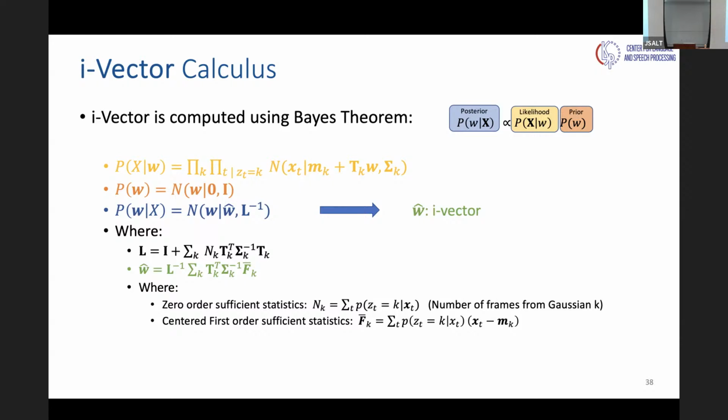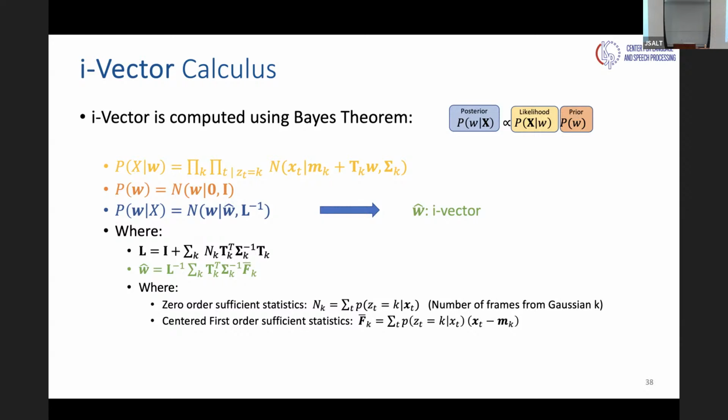So depending on how many samples are for each Gaussian, you will have a different weighted average here. And then the mean of this Gaussian, basically what we call at the end the I vector, that is what we are going to actually keep, is L minus 1 also multiplied by the sum of T_k sigma_k minus 1, and then F hat K, which is what we call the centered first-order sufficient statistics.